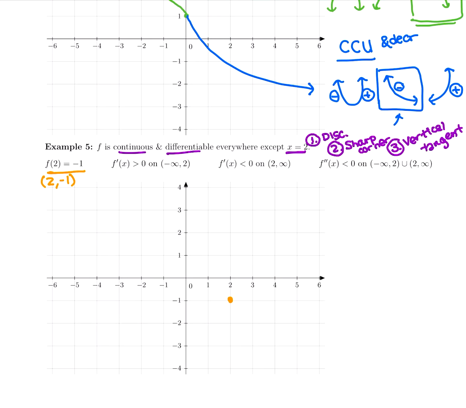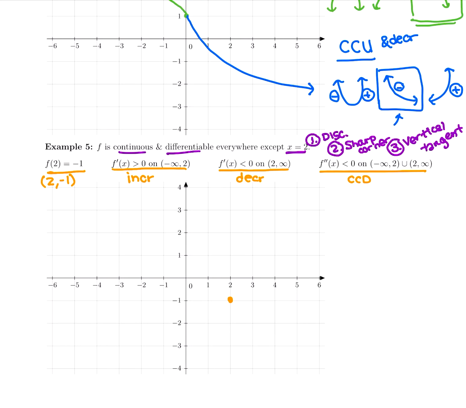Next piece says f prime is bigger than 0 from negative infinity until 2. It's f prime, so first derivative being positive means it's increasing. I'm not going to do much with that quite yet because increasing and decreasing don't tell me too much about the shape. So this first derivative from 2 to infinity is decreasing. And the last piece I have is the second derivative is concave down, from negative infinity to 2, union 2 to infinity.